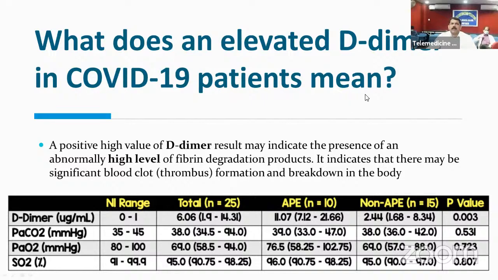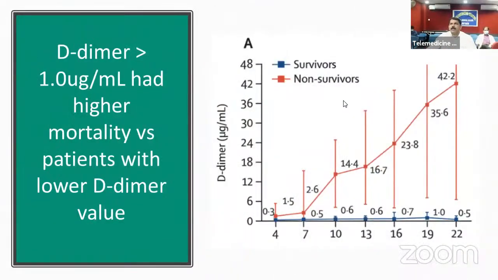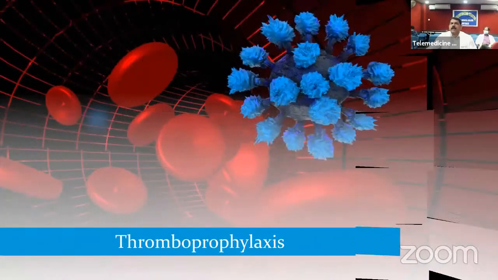You can see from these parameters of PaCO2, PaO2, and SO2. So this is a very important diagram where the survivors and non-survivors are plotted. When the D-dimer is high, more than 1 microgram per ml, there was a higher mortality than in patients where the D-dimer was low. So you can see as the D-dimer goes up, the mortality goes up, and in the survivors this is almost at the baseline. In the non-survivors, the D-dimer goes up and up, and there occur more thromboembolic complications.